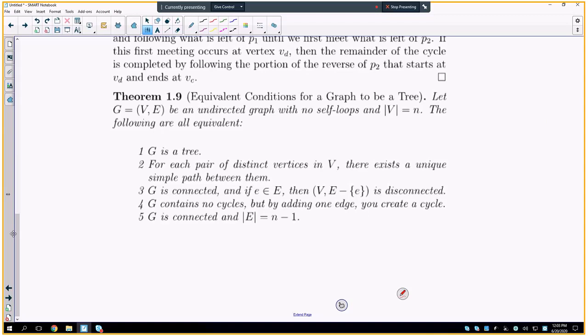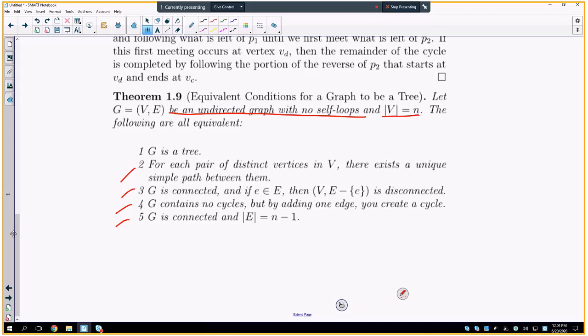So it's a cycle, it's a loop. All these 5 conditions are called characteristics of a tree. So in order to define a tree, now we have 5 different properties. All we need to know is that G is an undirected graph with no self-loops. If I know that much, and I know that the number of vertices in G is n, then G is a tree as long as one of 2, 3, 4 or 5 is true.